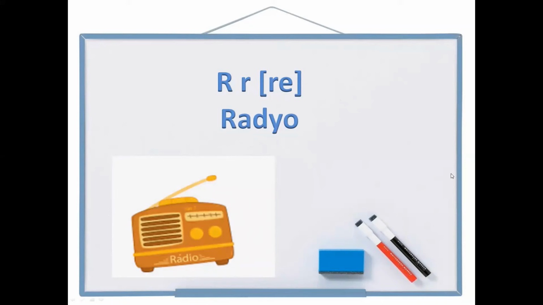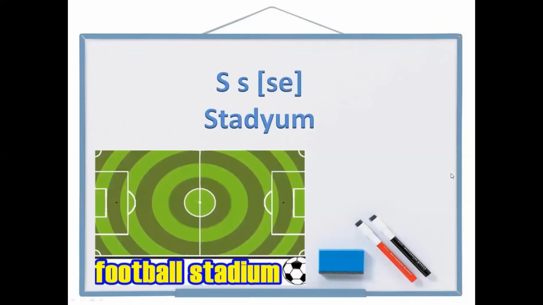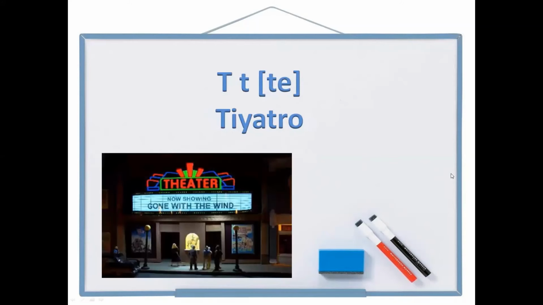And the next one is R. Radio. R. Radio. And the next one is S. Stadyum. S. Stadyum. And the next one is with a tail. Ş. Şeker. Ş. Şeker.